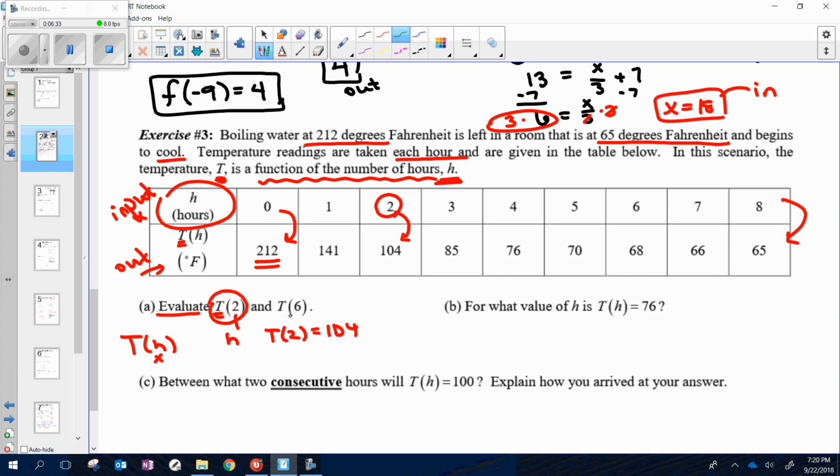It asked me another question, T of 6. T of 6 from the table is 68. These are both degrees Fahrenheit because they're my temperatures. And those are the two answers.